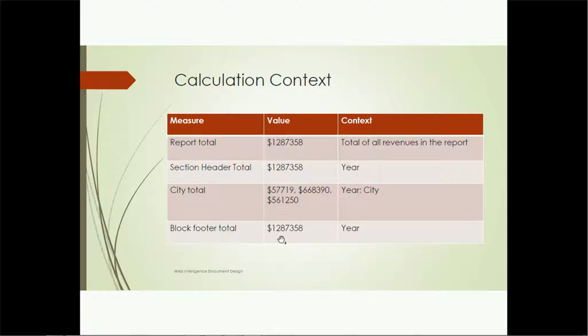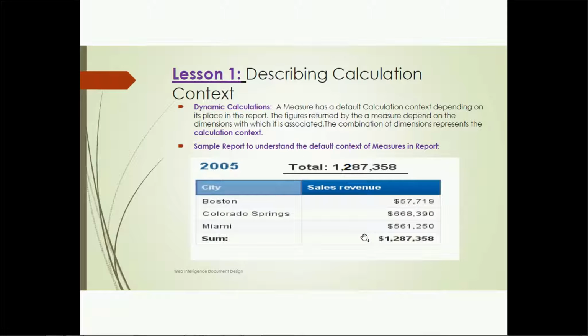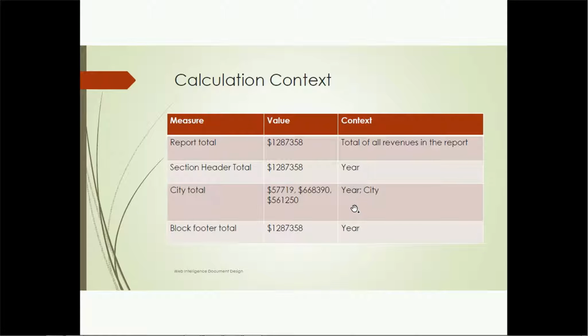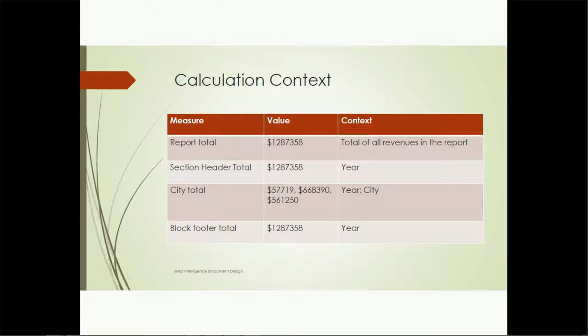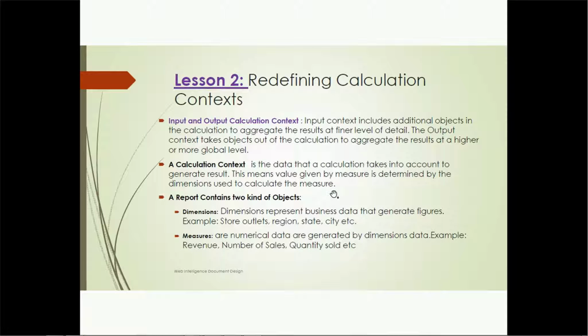Now coming to the block footer total. This block footer is based on the year. For this year, this is the total value, total sales revenue. So for this the context is year. So whatever values are calculated based on the dimensions, that combination of the dimensions is nothing but the context. So this is all about the default context.